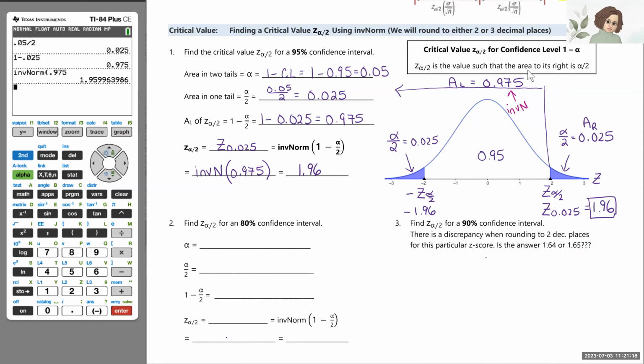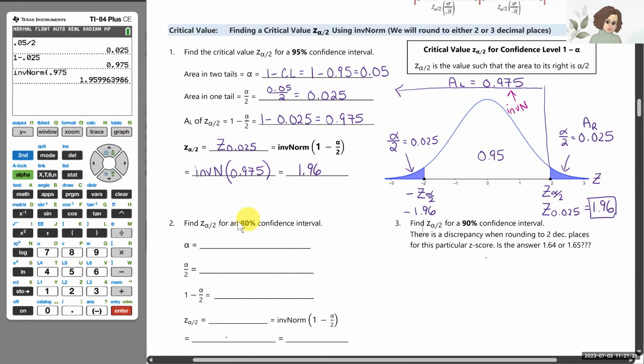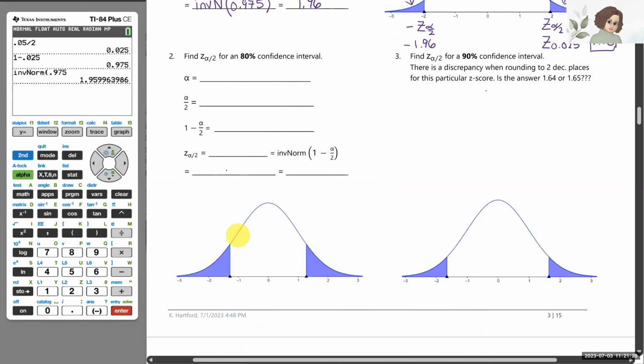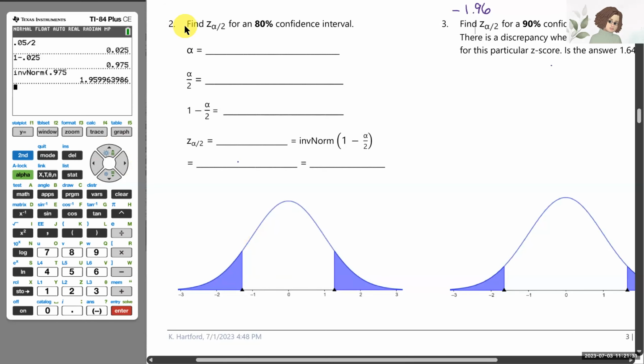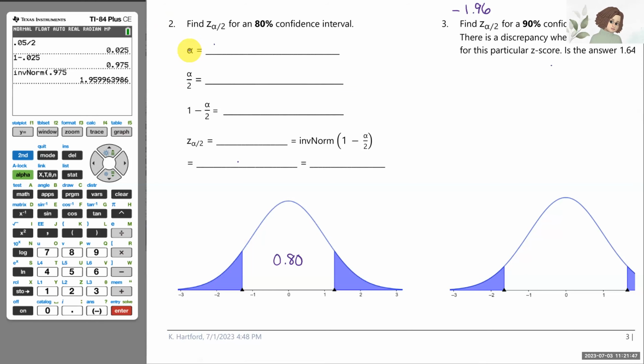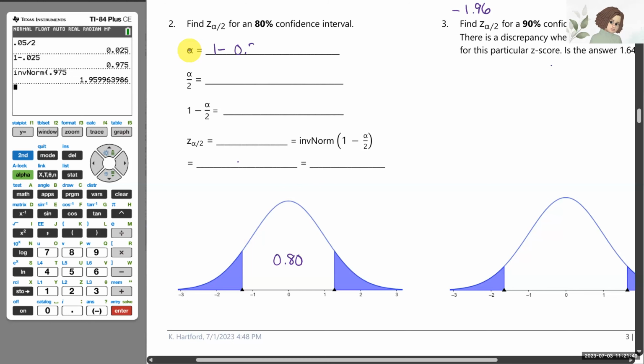And instead of a 95% confidence interval, I'll drop it to 80%. So I'm going to make this area smaller, which you'll see on the next picture. So find z alpha over 2 for an 80% confidence interval. The center area here is now 0.80, 80%. Alpha is 1 minus the confidence level, so 1 minus 0.80, 0.20.